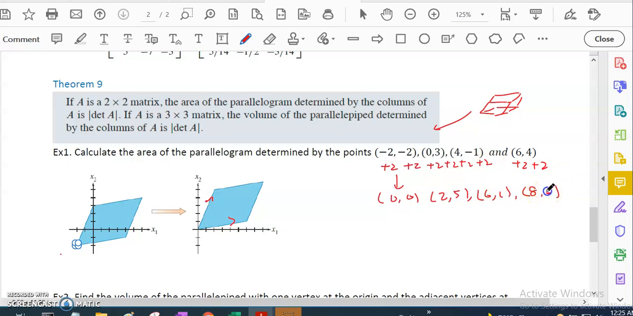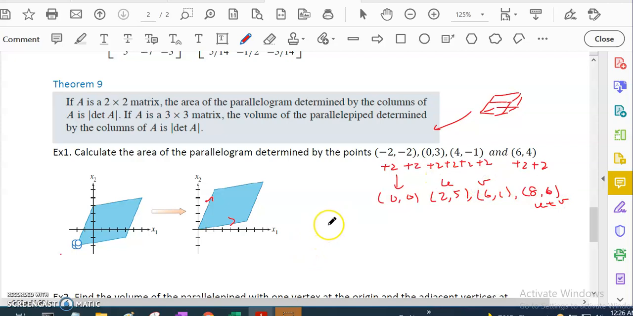You can tell that this vertex is a vector formed by adding the first vector u and the second vector. 2 plus 6 is 8. 5 plus 1 is 6. So they always match. Otherwise, it's not a parallelogram. If this is not here but somewhere else, then it will be just a quadrilateral but not a parallelogram. So one of them is at 0 0, and this is u plus v. If we name these as u and v, right?